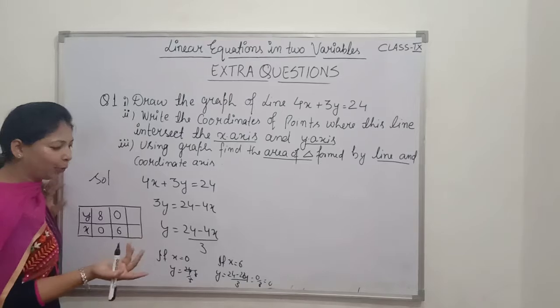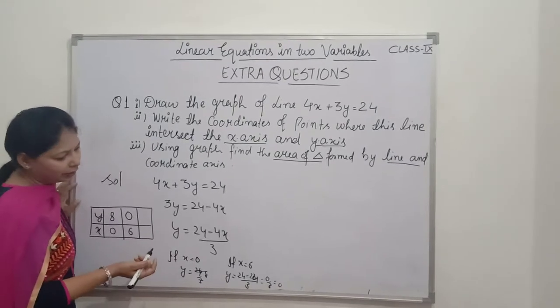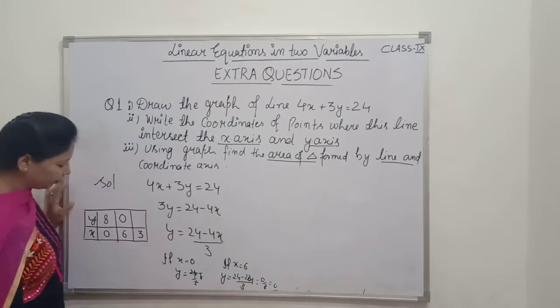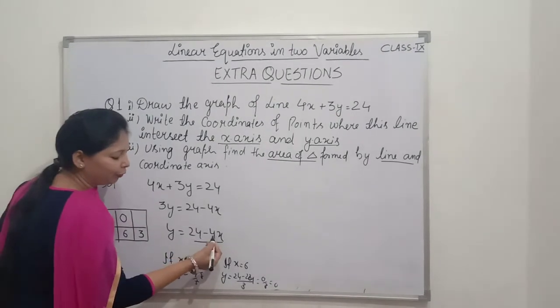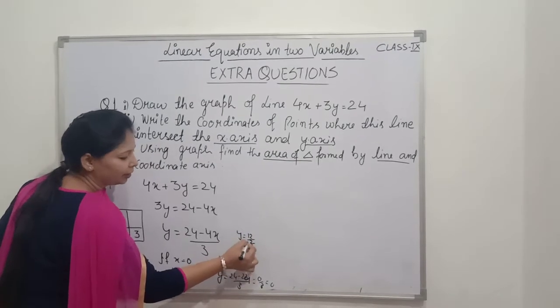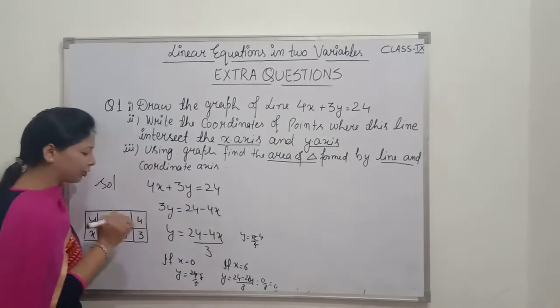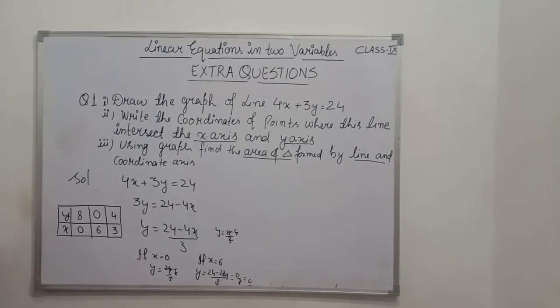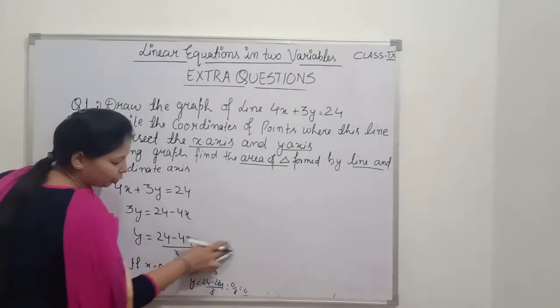Now the third point I can take anything. If I take x equal to 3, 4 threes are 12, so y becomes 12 upon 3, that is 4. So I get 4. So I get the solution box. The solution box I have got.